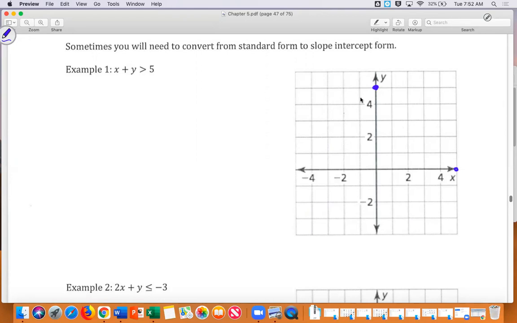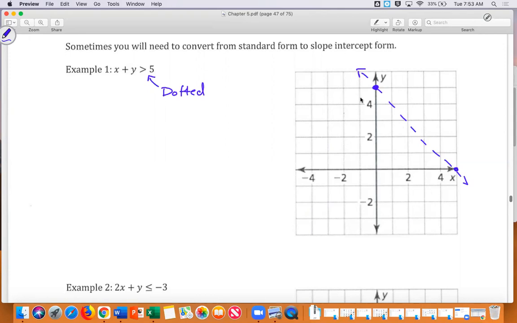Now we have our 2 points, and we need 2 points to make a line. A couple things we need to look at. First, the easiest one to deal with is that sign. It means dotted or dashed. So we're going to come through here and make a dashed line. And now you can see that my graph is divided into 2 sections, an upper right and a lower left. Does everybody see that?